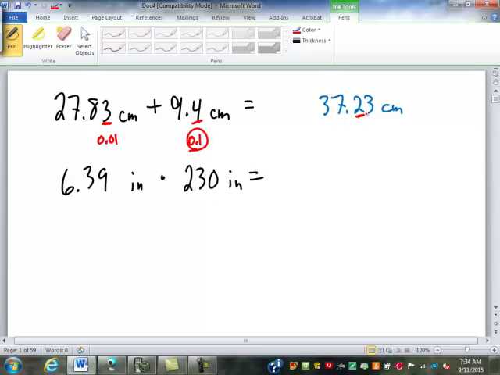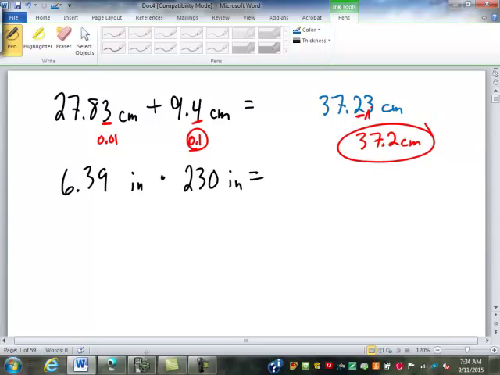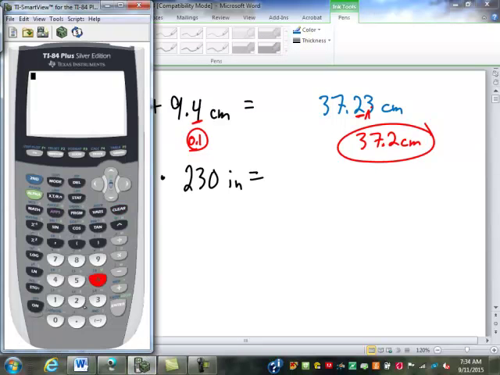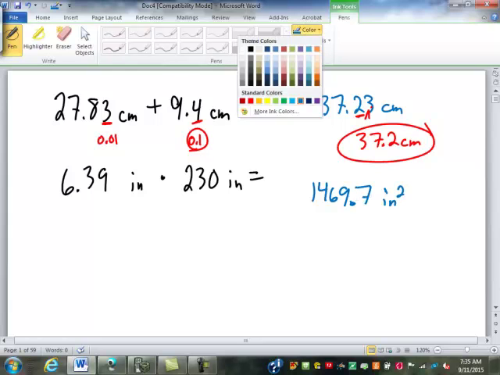So here's the tenths place. That 3 is saying it's going to stay 37.2 centimeters. This one here, we multiply that out. We get 1469.7. That'll be inches squared, square inches.